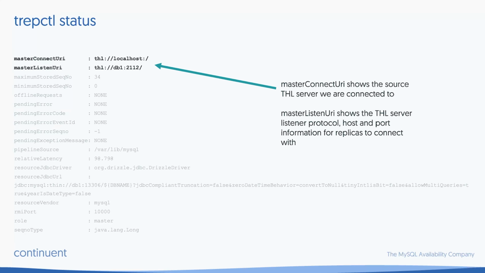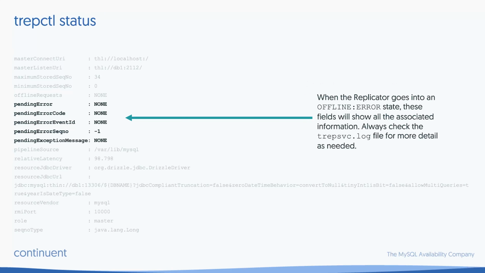Continuing the status output, the master connect URI and the master listen URI, that shows the source of the THL server we're connected to, and the listen URI shows the server, listener, protocol, host and port that the replicators will connect in on. The pending error sections, this is really useful if the replicator goes into an error state. The information will be shown here. In some cases, the pending error and the pending error code may be truncated if it's a long error message. So therefore we do recommend you look at the trepsvc log file for much more detail if you see that, and that will give you a full breakdown of the error block.